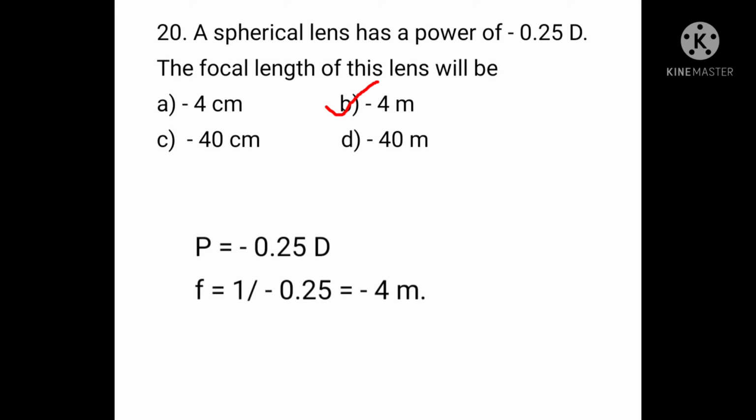Power is equal to minus 0.25 diopter. Focal length is the reciprocal of the power. Therefore 1 by minus 0.25, which is equal to minus 4 meter.